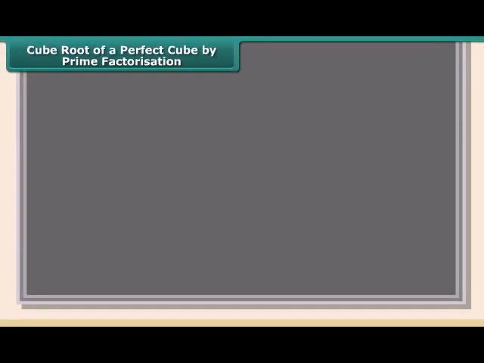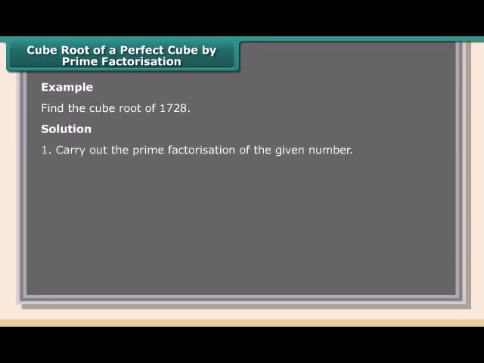Cube root of a perfect cube by prime factorization. Example, find the cube root of 1728. Solution. Carry out the prime factorization of the given number. 1728 is equal to 2 into 2 into 2 into 2 into 2 into 2 into 3 into 3 into 3. Make triples of equal factors.